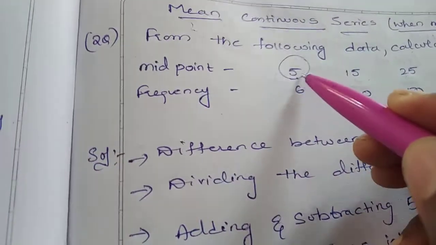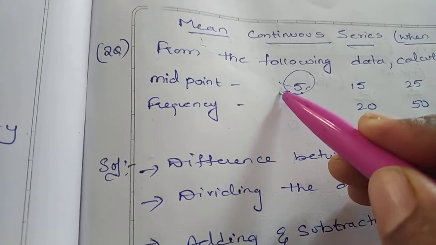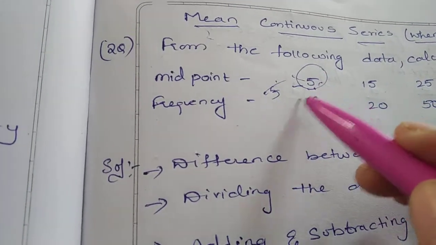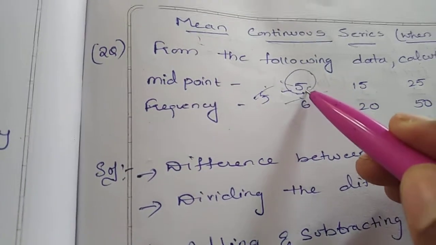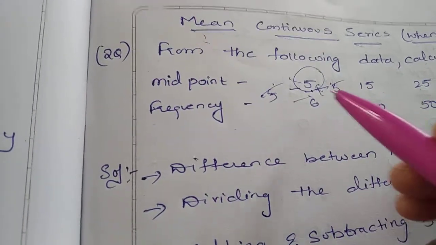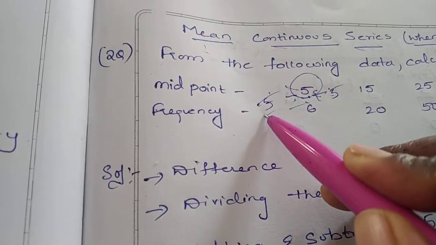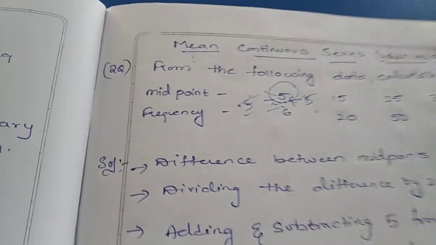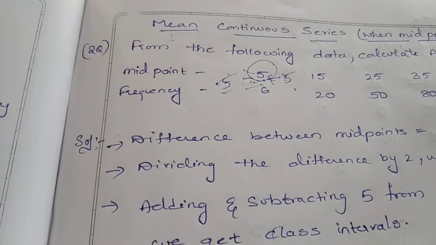For this 5, to get the lower limit, we have to do minus 5. To get the upper limit, we have to do plus 5. So 5 minus 5 is how much? 0. 5 plus 5 is how much? 10. Have you got the point? How to find the class intervals here?